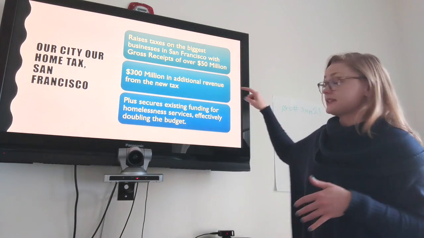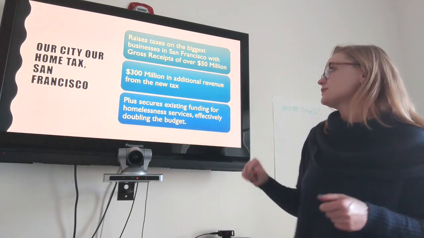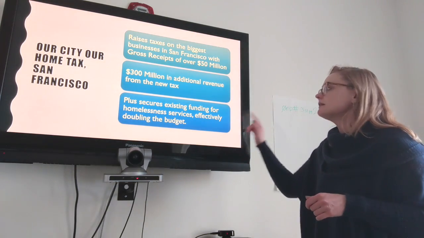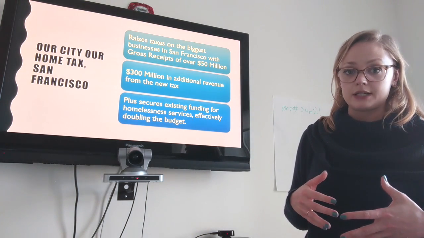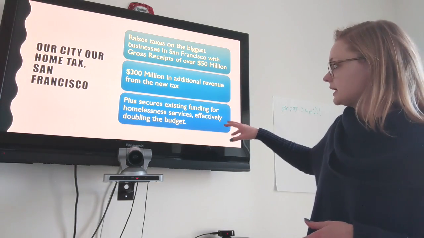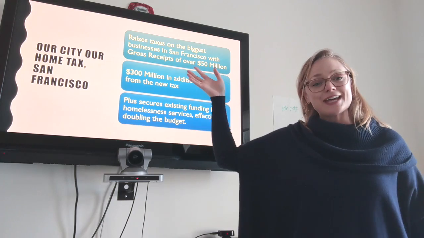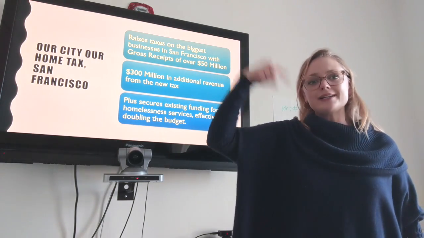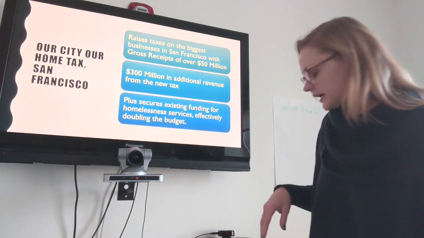What this is going to mean for the city, on the other hand, is $300 million in additional tax revenue. Plus, the measure secures existing funding for homelessness services and affordable housing. So the reason they did that was because they wanted to make sure that the city wasn't going to say, hey, great, we have $300 million in new tax revenue coming in. We're just going to replace the existing funding that you were already getting for these public services and use that money for something else.